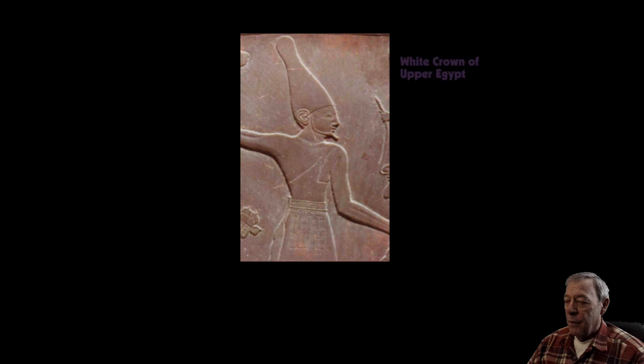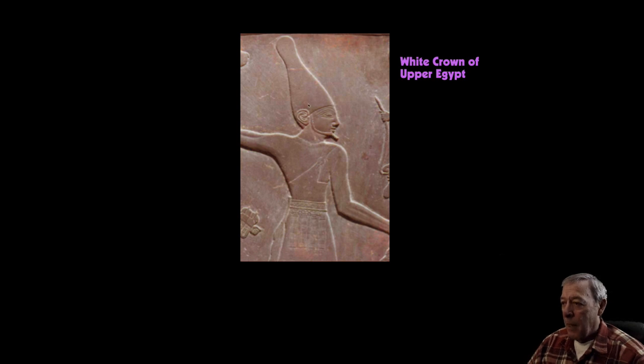So there's a closer view of Narmer. He's got a royal beard on here, and I'm not sure whether this is a beard or whether that's a string. It might be a strap that's used to hold the crown in place. So this is called the white crown of Upper Egypt.